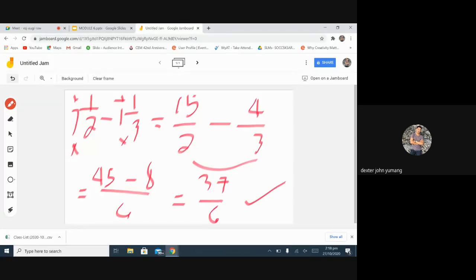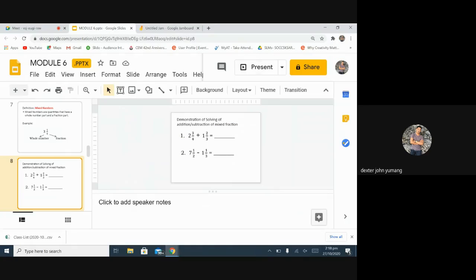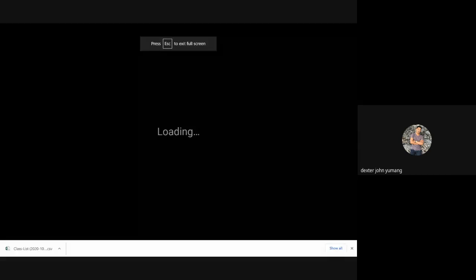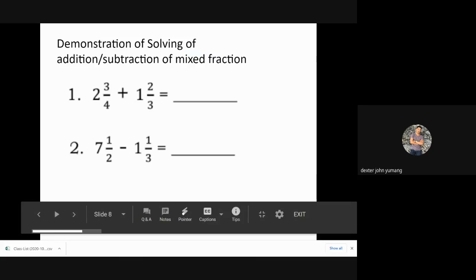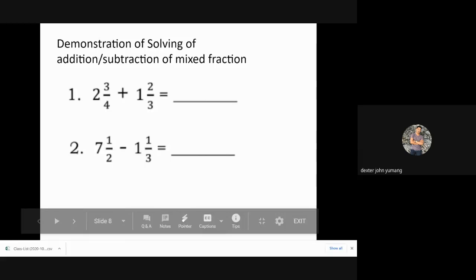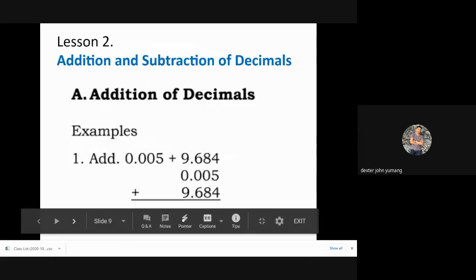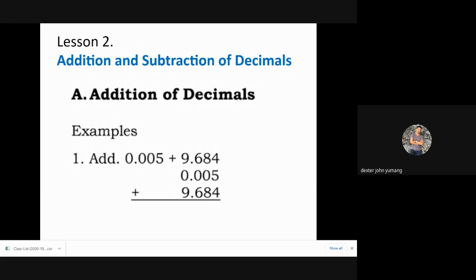So, yun pa. Next. So we're done with the adding of similar fractions, dissimilar fractions, and mixed numbers. So let's proceed to the next one, which is the addition and subtraction of decimals. Ngayon, decimals naman po, kanina fractions. So let's have 0.005 plus 9.68 and 4.